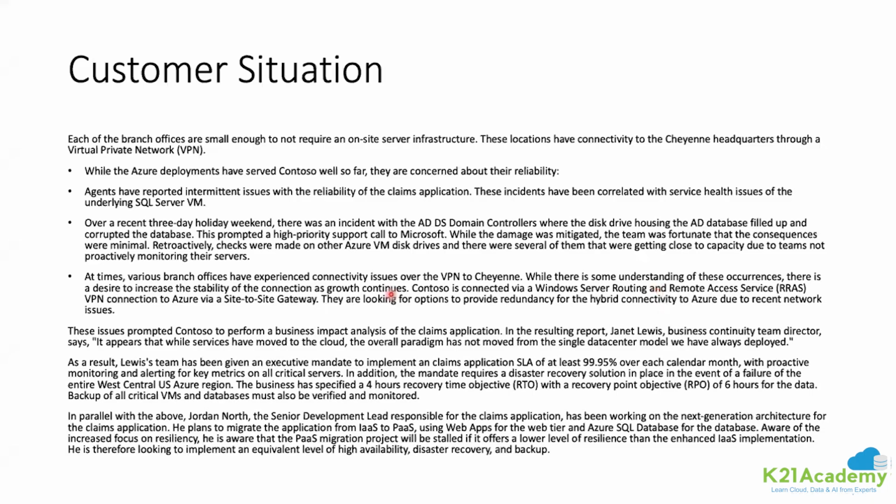growth continues. Contoso is connected via a Windows Server Routing and Remote Access Service (RRAS) VPN connection to Azure via a site-to-site gateway. They are looking for options to provide redundancy for the hybrid connectivity to Azure due to recent network issues. These issues prompted Contoso to perform business analysis of the claim application.